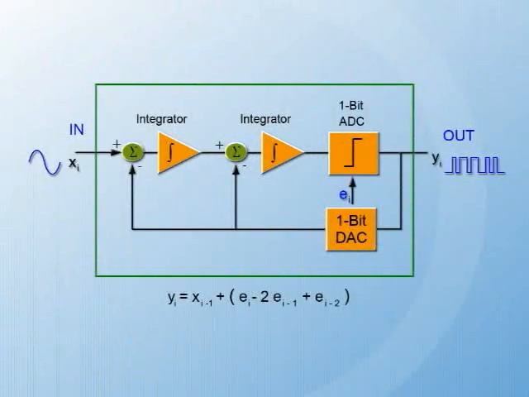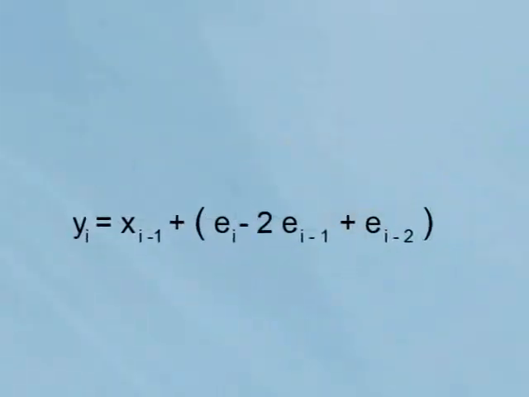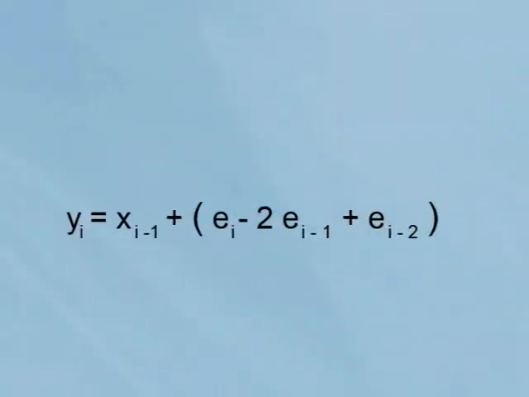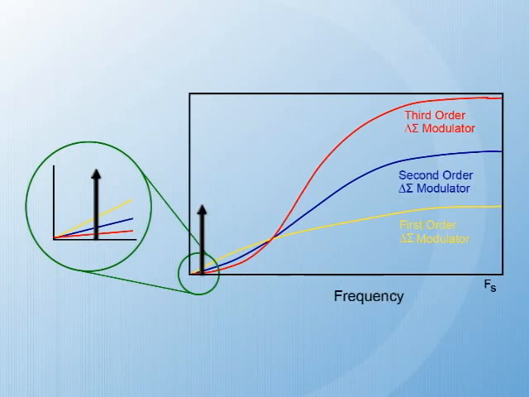Look at the transfer function. It's equal to the input signal plus the noise of the current conversion and the previous conversion and two previous conversions. And in this manner, I'm pushing that noise out to the higher frequencies. If I look at this second-order modulator in the frequency domain, it will look like this.